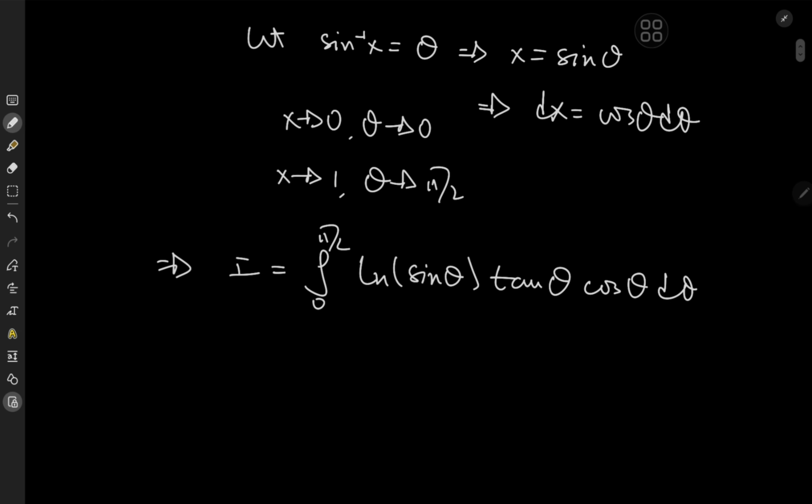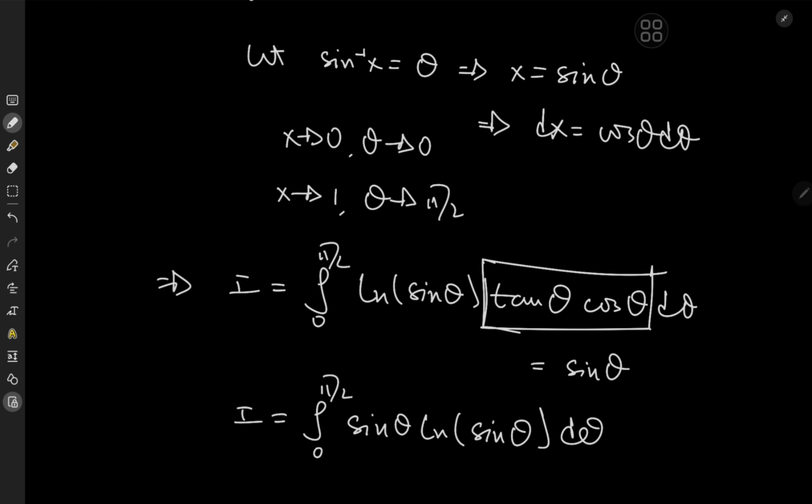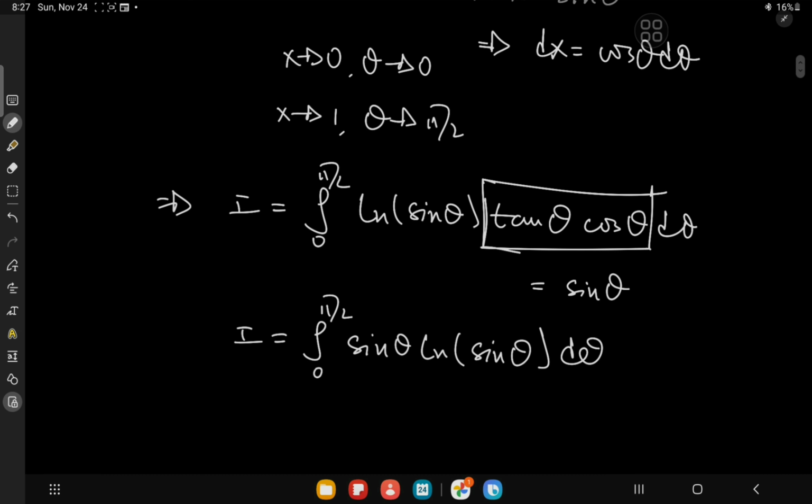And tangent here is sine over cosine, so tangent times cosine is just sine. So that means we're interested in evaluating the integral from 0 to pi over 2 of sine theta times log sine theta d theta. Okay, cool. But now what?